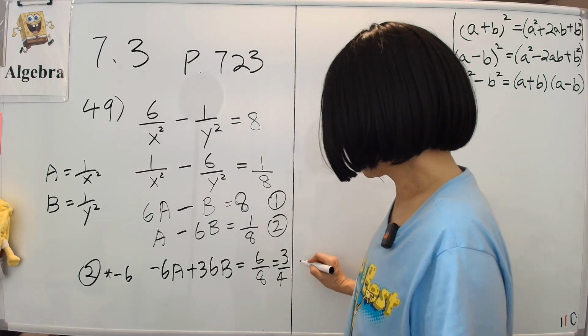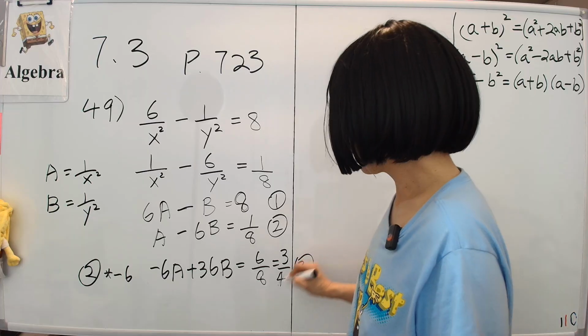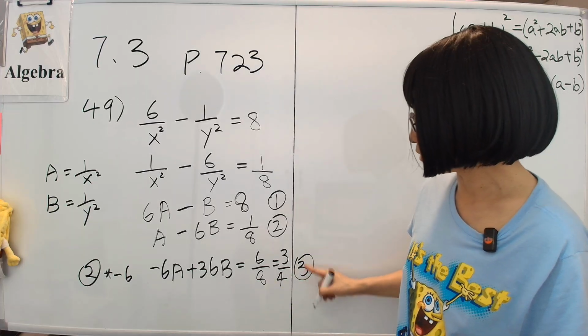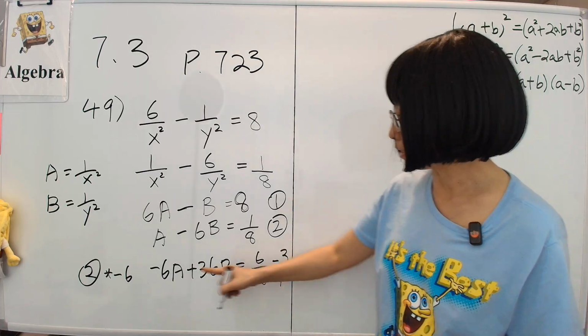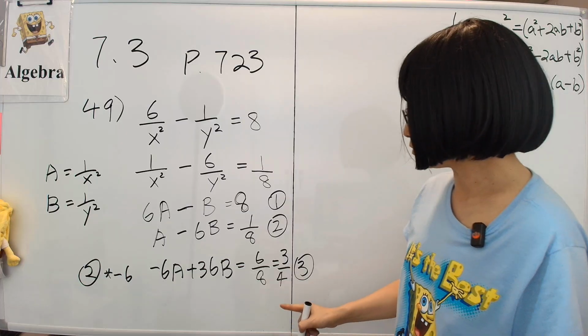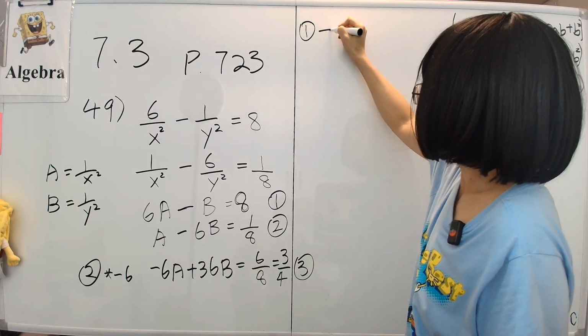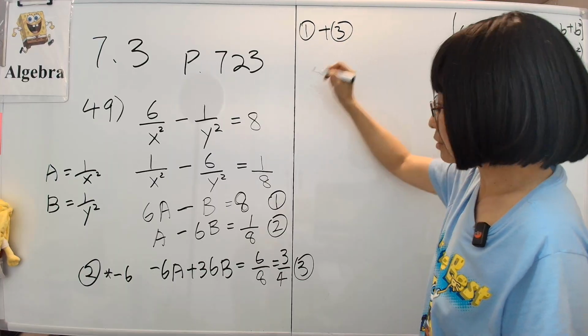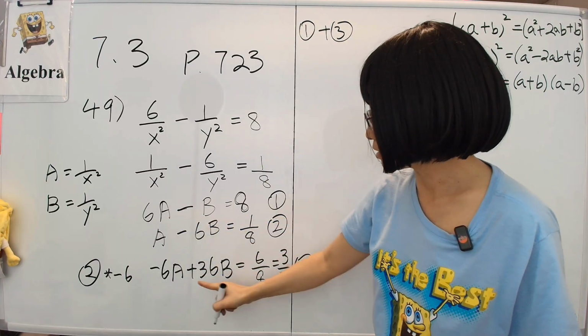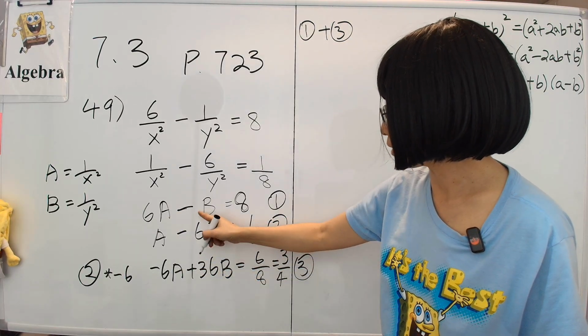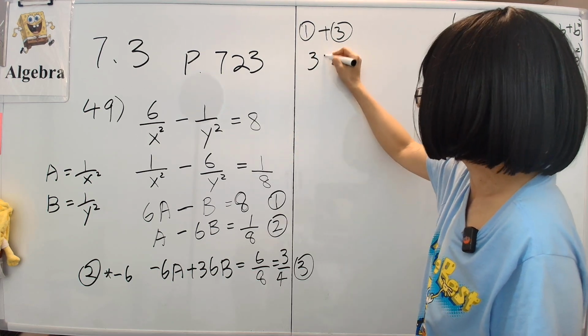And then this will be called equation 3. And let's add equation 3 to equation 1, as our plan is to get rid of a. So to do that, let's write this down. Equation 1 plus 3. That will yield us, the a's disappear. Plus 36 minus 1, that's 35b.